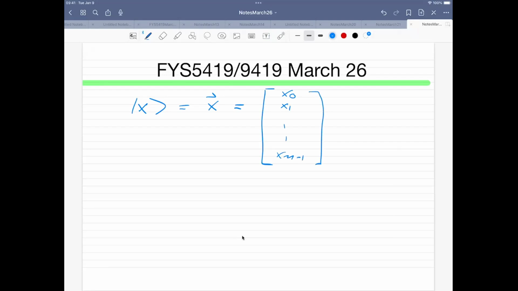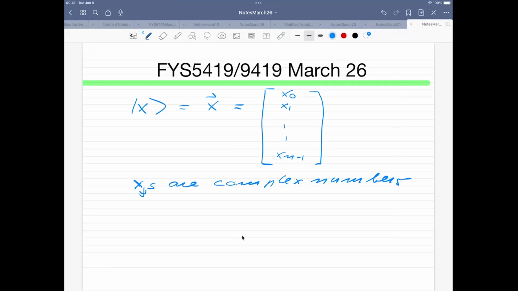And the xj's here, these are in general complex numbers. They don't need to be, but they are in general complex numbers. And when we do quantum mechanics, they are complex numbers.